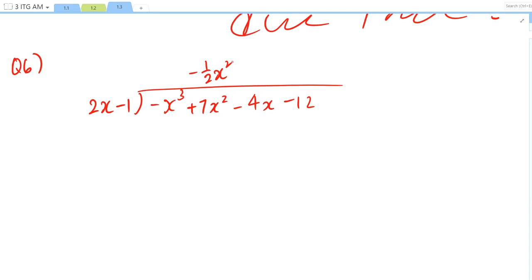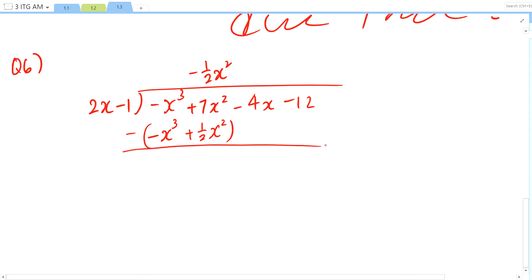Anybody? Okay, who got the correct answer and started off this way? Raise your hand. Can I take a look? Okay, yeah, this is the way that we can do this. So let's multiply them down. I will get negative x cubed. Then negative half x squared times negative 1, we get positive half x squared. So the subsequent steps are all the same.